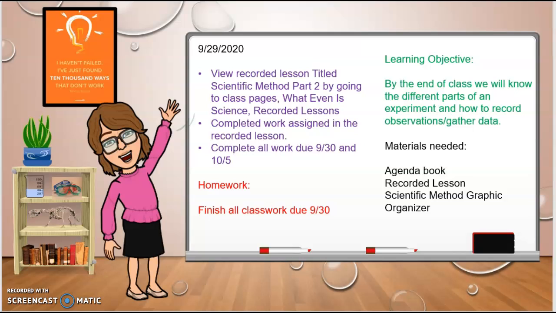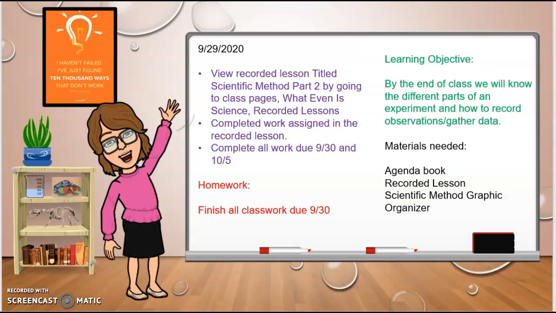So today we are going to be reviewing the recorded lesson here, and we are completing all of our work that is due on Wednesday, which is tomorrow, and on October 5th, right? So our homework is to finish up all of that classwork due on Wednesday. Most of you still have 3 assignments left to complete. That is the hypothesis versus prediction discussion, the creating hypothesis worksheet, and observations around the house. So make sure that's all getting done.